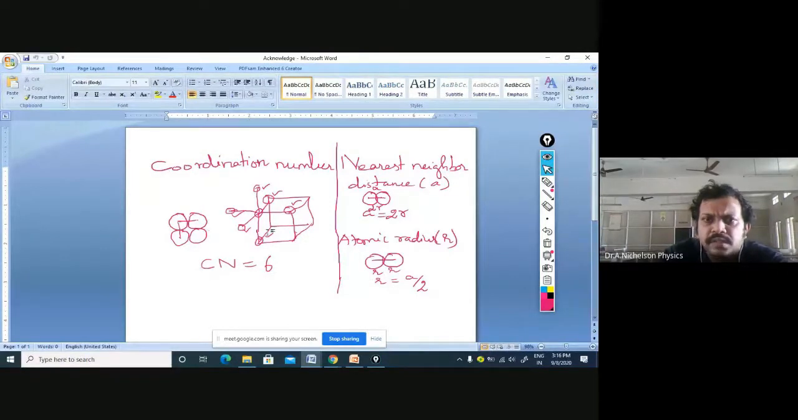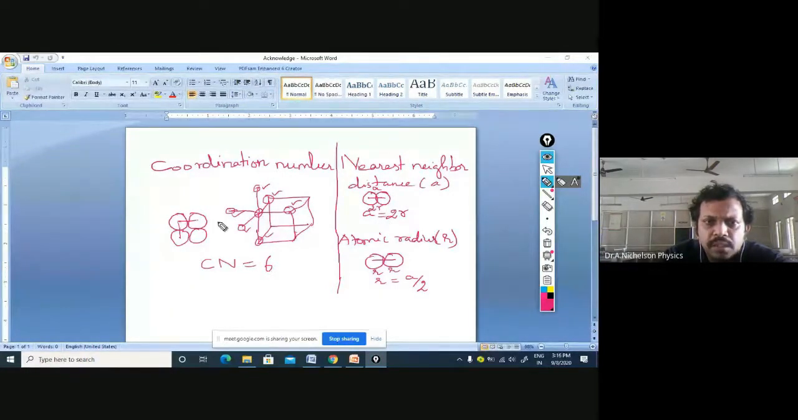Now nearest neighbor distance. As we have studied in the definition, it is the distance from the center of one atom to the center of another atom. So here you see, twice the radius. Now it can be denoted as a. So a is equal to 2R. So this is the nearest neighbor distance.